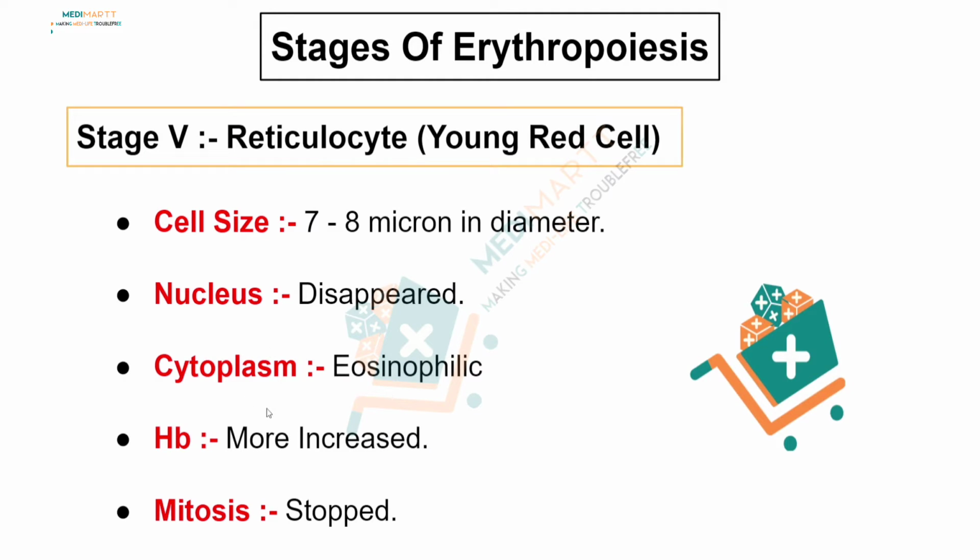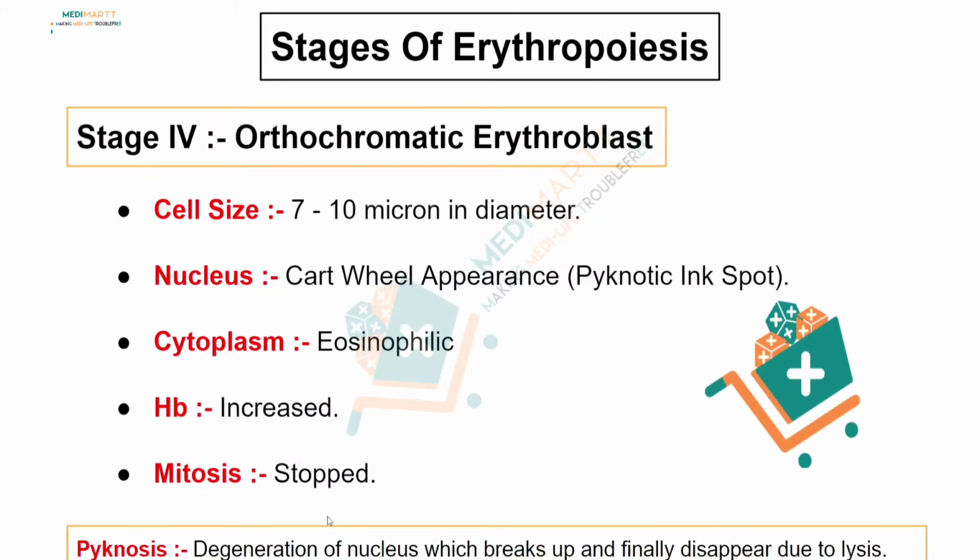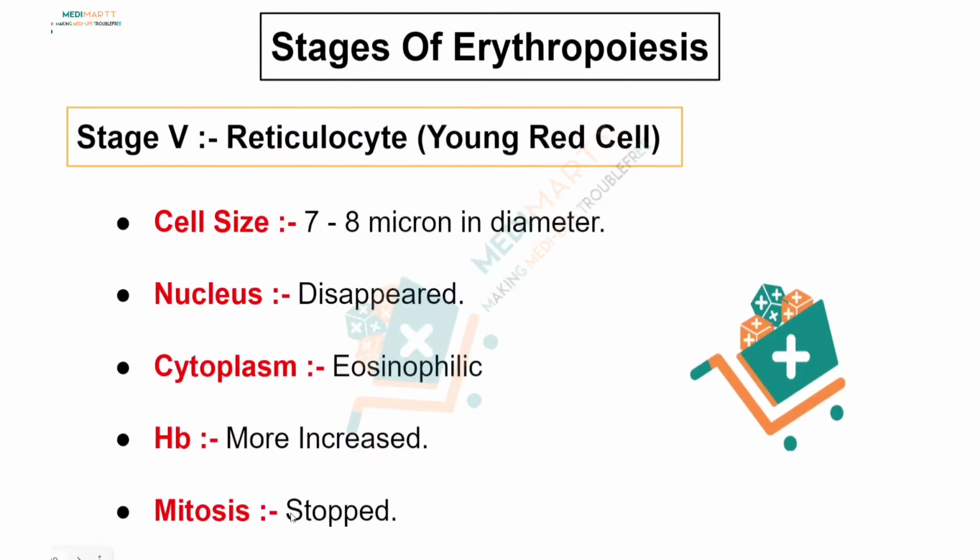Okay, and the cytoplasm here is eosinophilic. And hemoglobin, as we are moving towards more stages, is increasing rapidly. So in this stage the hemoglobin is more increased, and mitosis is stopped, as it was in the previous stage.